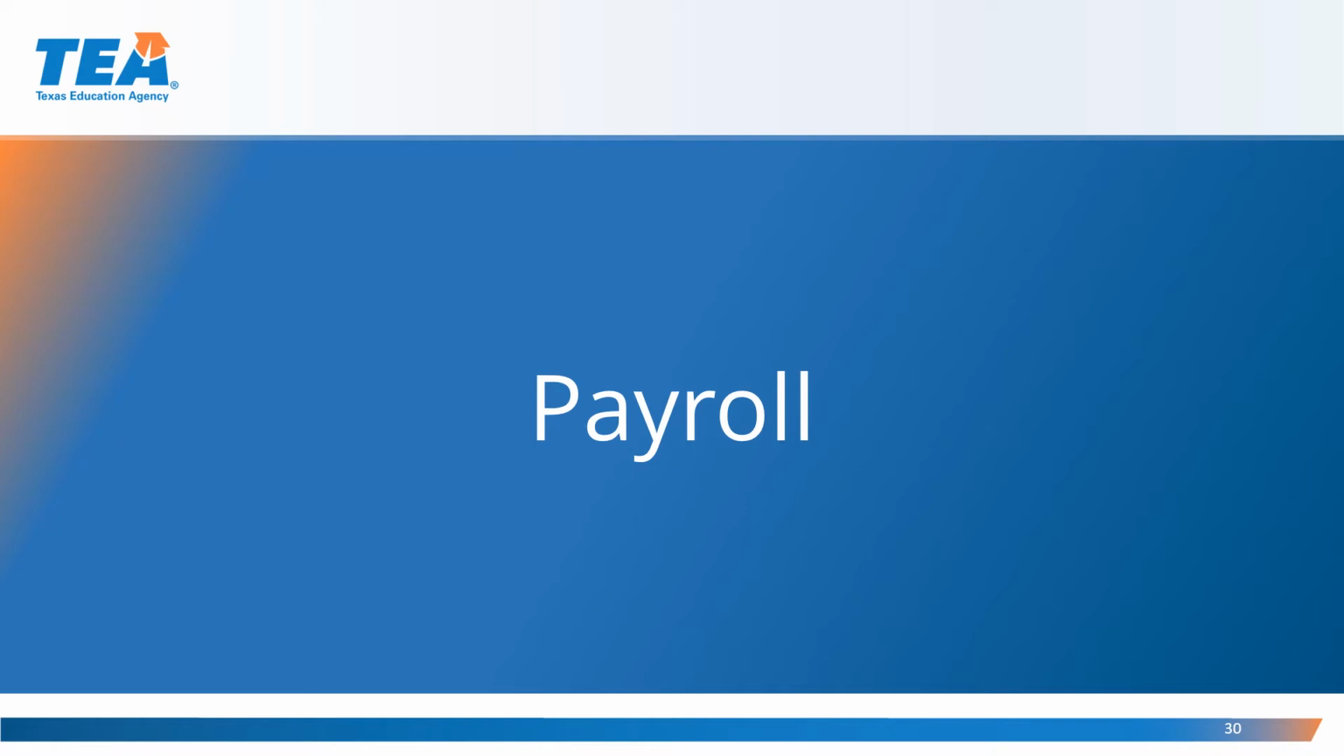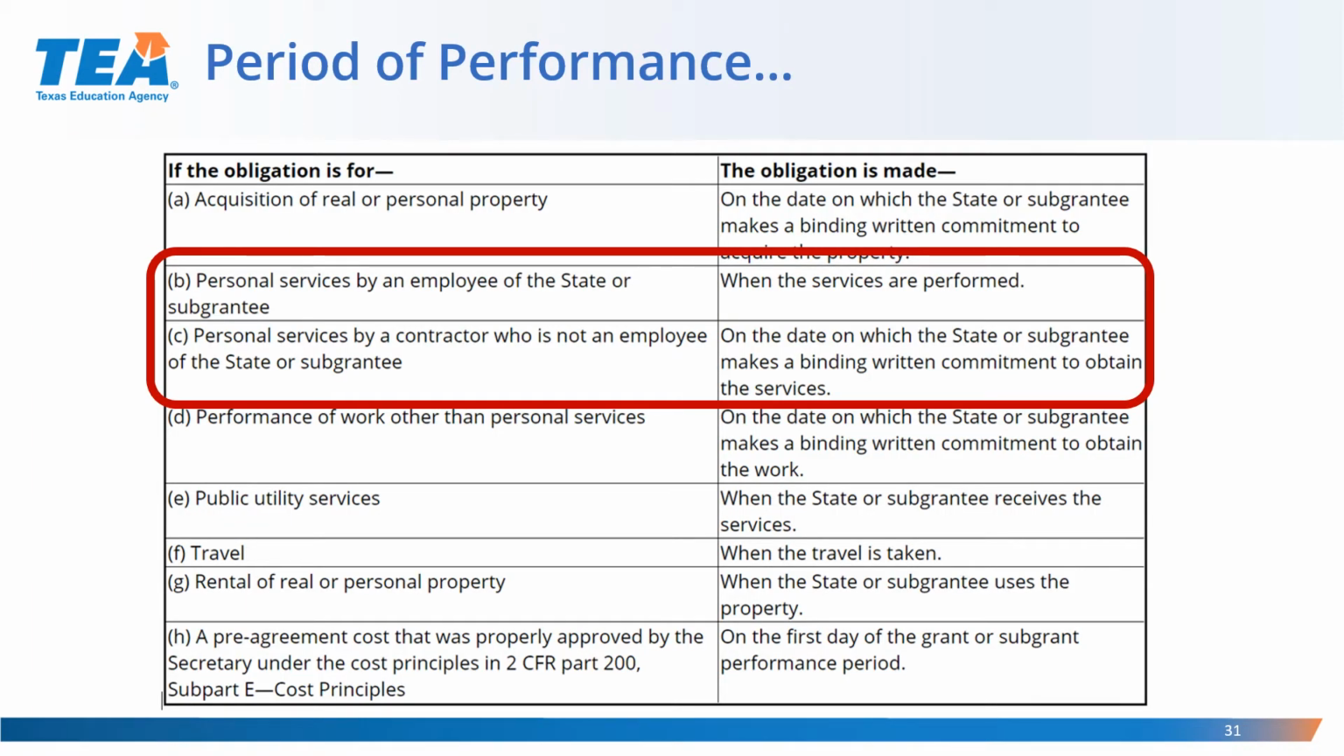Now let's talk a little bit about payroll-related findings. One payroll-related finding is with regard to period of performance. It's important to note that when services are performed by an employee, the obligation is made. So if you have an employee performing services in the summertime, say prior to the start of a grant period, those summertime services or anything prior to the grant start date cannot be charged to the grant.